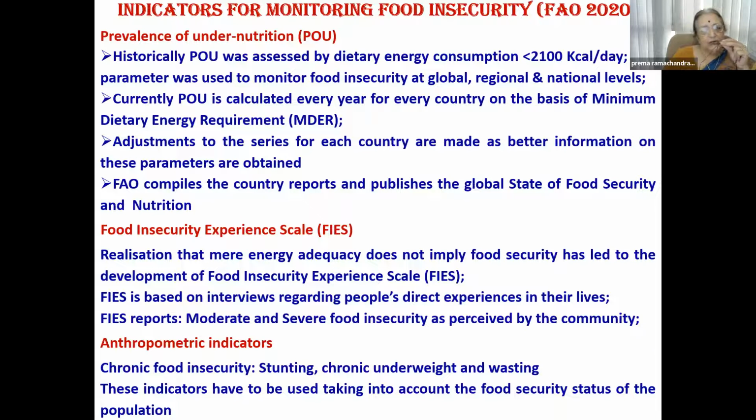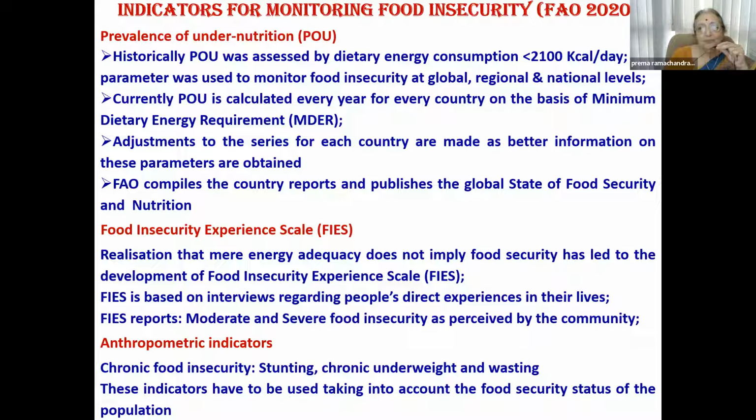FAO has historically used some indicators for monitoring food insecurity, and they also have changed over time. Initially, consumption of calories less than 2100 a day was used as a parameter by FAO to define global, regional, and national levels of food insecurity. If this criteria was used, India was always labeled as hungry and food insecure. But there has been a change in the last decade because under and overnutrition have now been recognized as problems across the globe. And in fact, in many parts of the globe, overnutrition rates are much more than undernutrition rates.